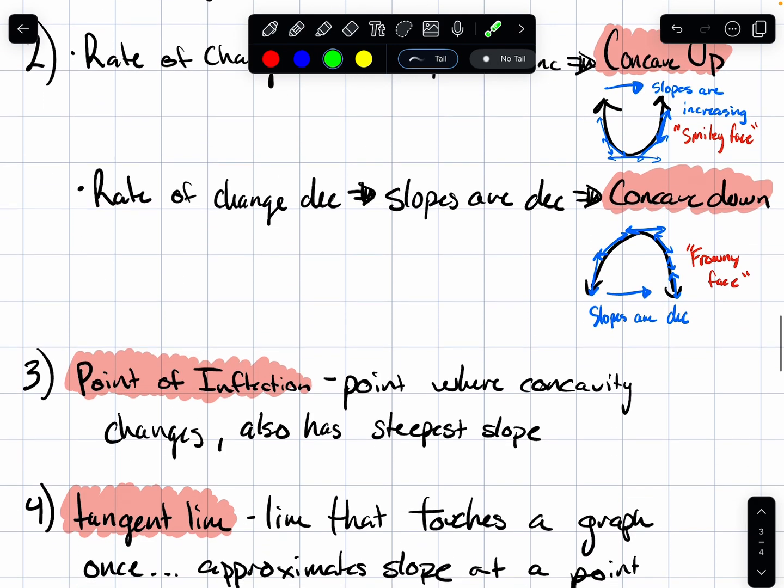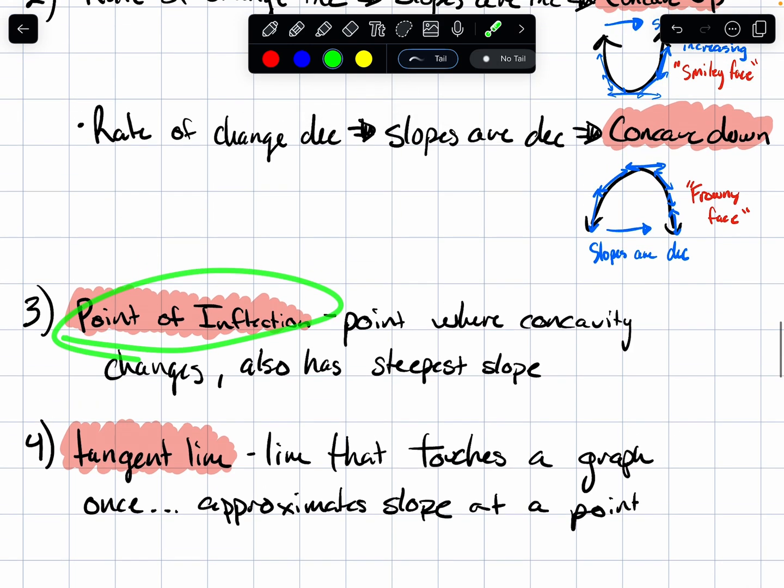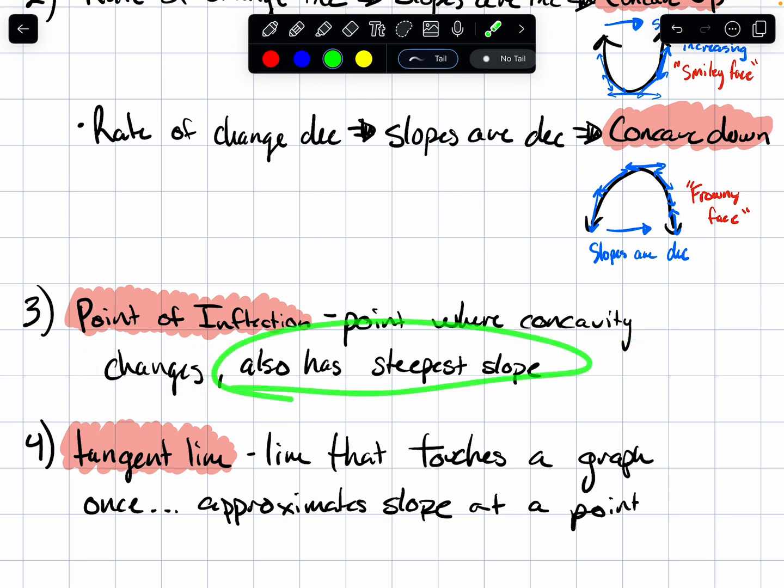The last little note that we have is that a point of inflection is the point where concavity changes. And I'm going to come up and we're going to talk about this piece a little bit more. But for now, make sure we get this down and just know that it is where concavity changes. The other thing to note is that this point also has a characteristic that it's going to have the steepest slope. So let's go ahead and answer a couple questions.